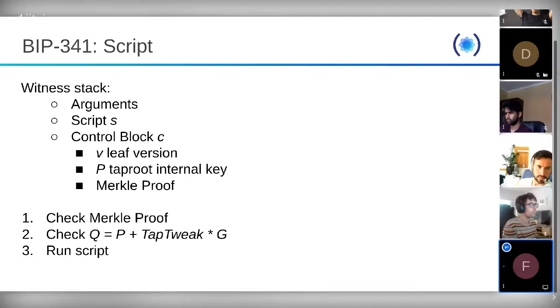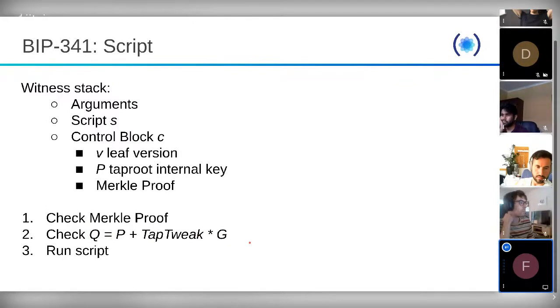The control block C contains a leaf version, which I will talk about later. It contains the Taproot internal public key and the Merkle proof, which is basically the sequence of hashes. To verify the transaction is valid, first we check the Merkle proof: get the hashes, concatenate, hash, and confirm that it matches the tap tweak. And then we check that Q equals P plus tap tweak times G.